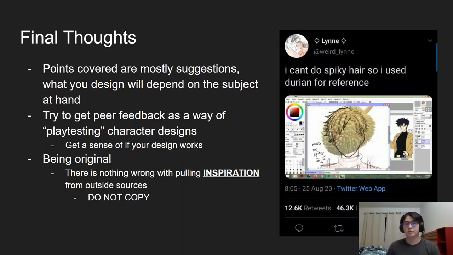And lastly, I just want to remind everyone to be original. There's definitely nothing wrong with pulling inspiration from outside sources. However, it's very important to never, ever, ever copy anyone blatantly. For example, over here, this is a little thing that I found online. This artist usually is trying to draw some hair, and usually instead of copying the hair from, let's say, an anime, he or she just takes a durian and uses the spikes to trace around and create hair.